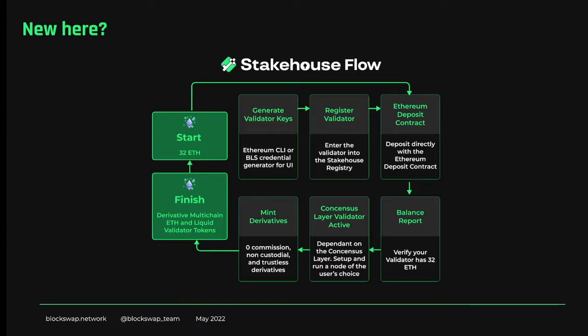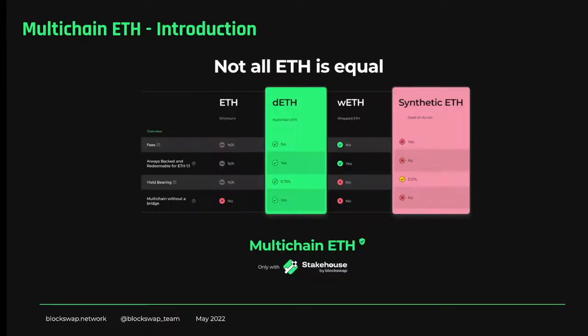We do have a few options for those of you who are new to staking and validator creation. There are some options for you to set up your node. Once your validator is made active on the consensus layer, you can then mint your derivatives. So you have your 32 ETH, and it's split into 24 dETH tokens, multi-chain ETH, and 8 liquid validator tokens. We'll get more into that later. But this is just a general flow of your experience. Now, most of you have already experienced this process. And so we'll go to the next slide, why you all came.